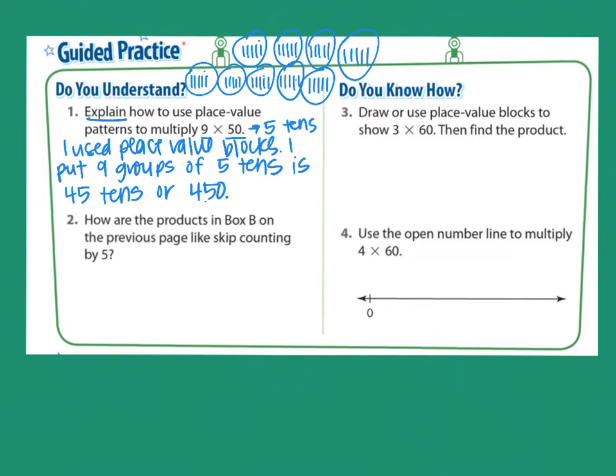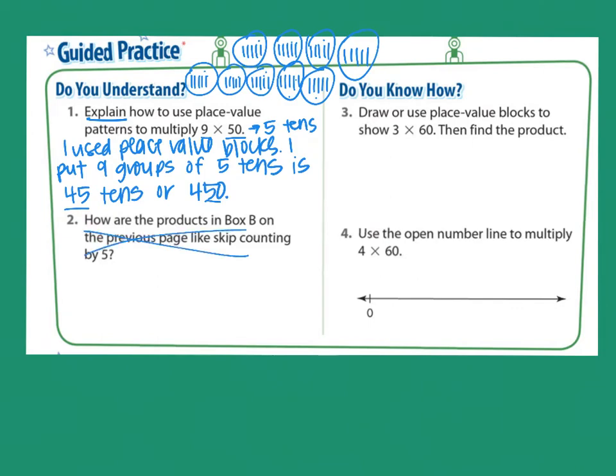Okay, and so how I got 450, because if I count, remember these are tens, and I have 5 tens. So 5 tens is the same thing as 50. So if I counted by 50s, 50, 100, 150, 200, 250, 300, 350, 400, and 450. Or you can simply say, okay, if I have 45 tens, if I add my 0 to the end, I get 450. Okay, so we're going to skip number 2.